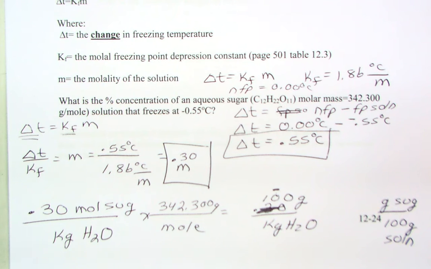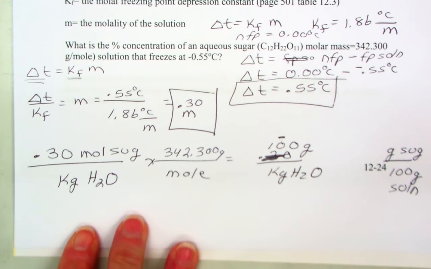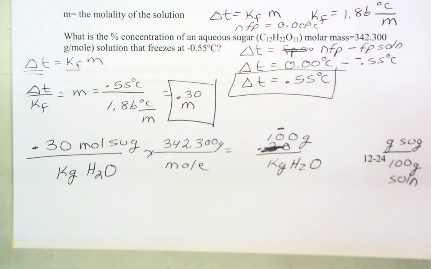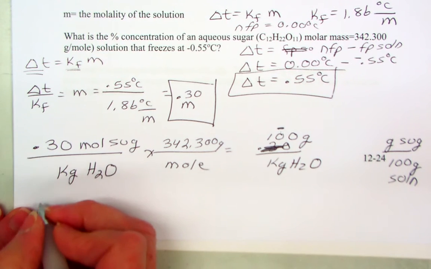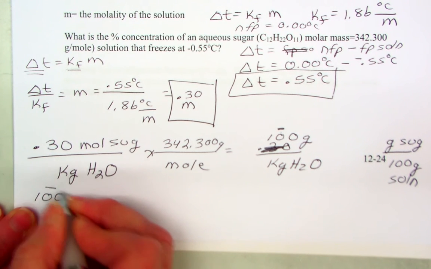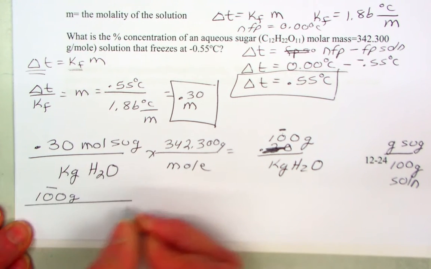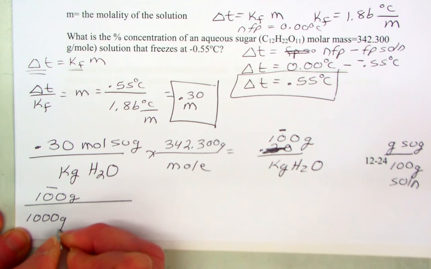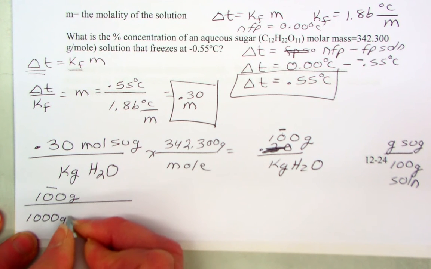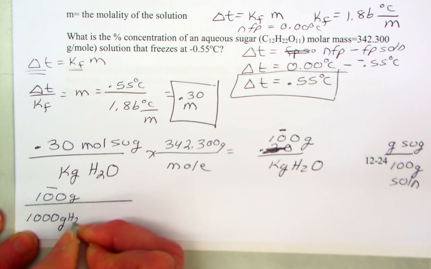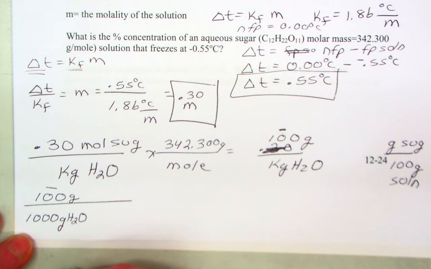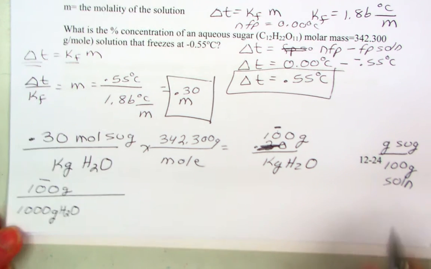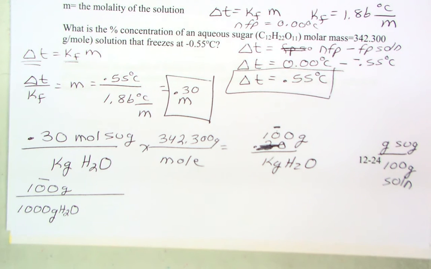I know the density of water. Water is 1 gram per milliliter, right? So I have 100 grams of sugar for every 1,000 grams of water, because a kilogram is 1,000 grams. But I need percent. So what do I have to do now to turn my grams of water into grams of solution?